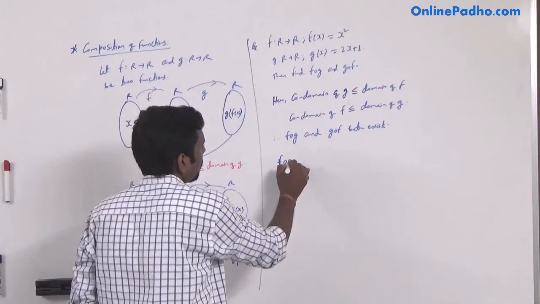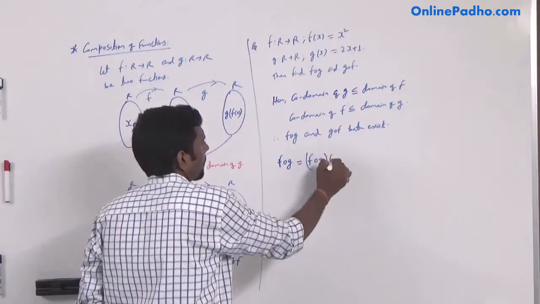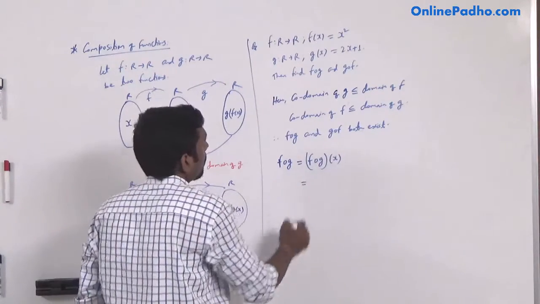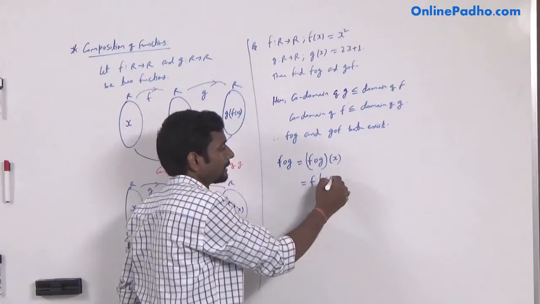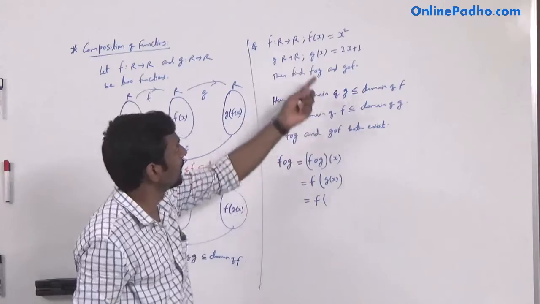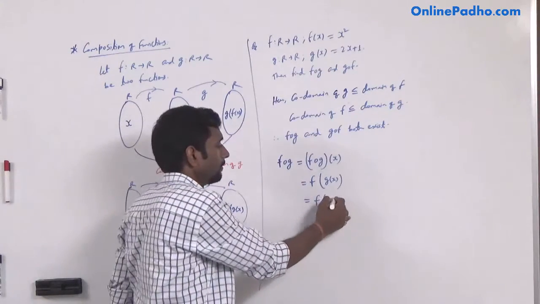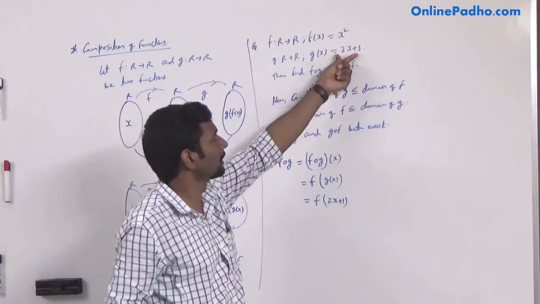FOG. What do we mean by FOG? FOG can be written as FOG of X, and for the value of X, we can write it as F of Gx. What do we mean by Gx? Gx is 2x plus 1, so we have to put the value of Gx, that is 2x plus 1.